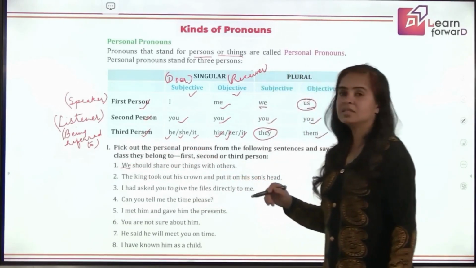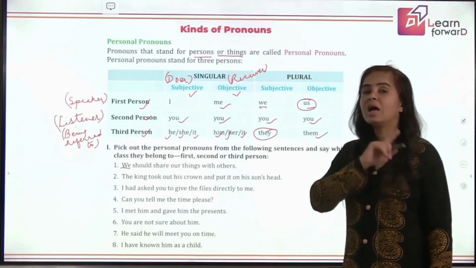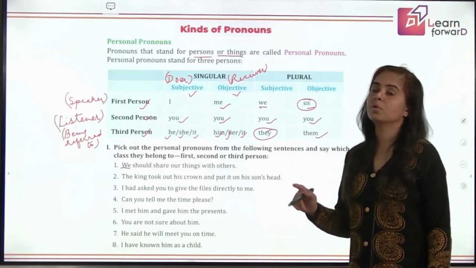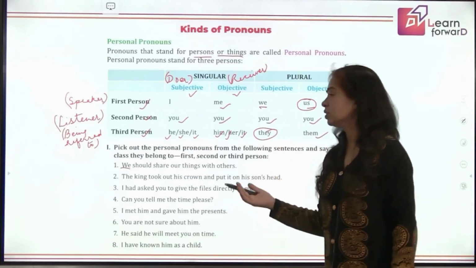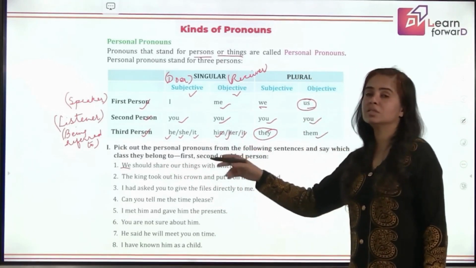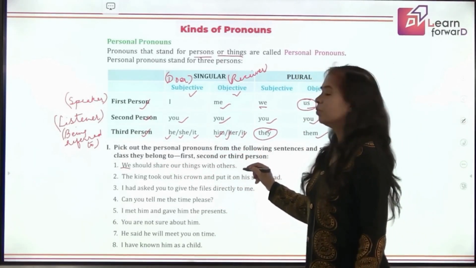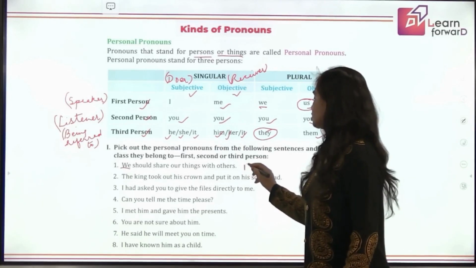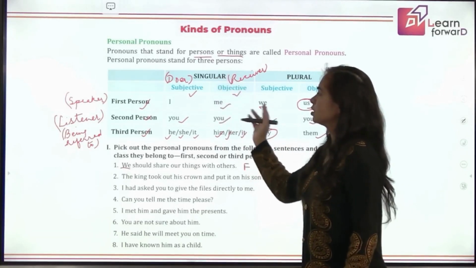Good. We is a personal pronoun. Our is not a personal pronoun. You will get to know about it ahead. We should share our things with others. So, only this is the personal pronoun. Which personal pronoun is it? Yes, good. It is a first person pronoun.